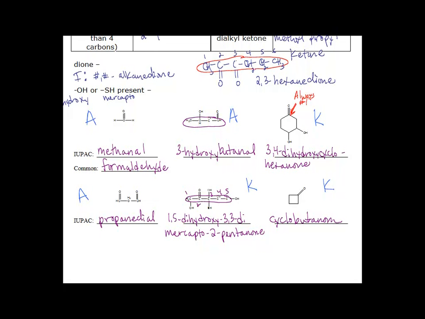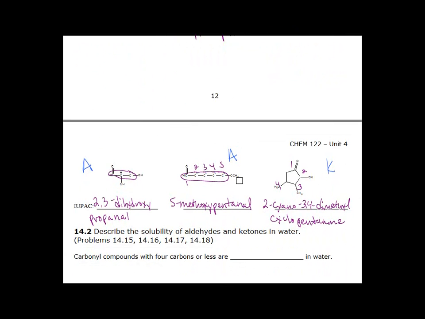The middle structure, 1,5-dihydroxy-3,3-dimercapto-2-pentanone. The next one is cyclobutanone. Again, this is always number 1, so I don't have to say 1-cyclobutanone. And then on the top of page 13, 2,3-dihydroxypropanal, 5-methoxypentanal. So I threw in an ether on you guys.